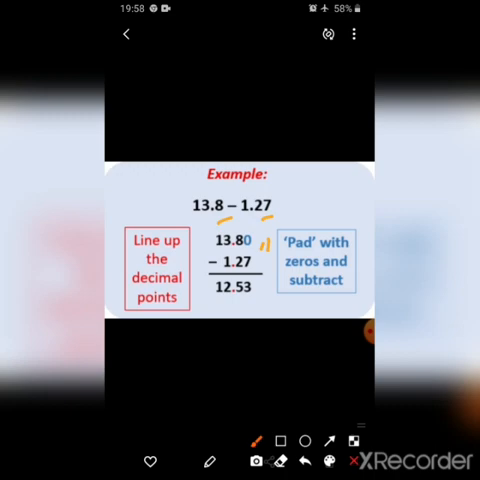Then 1.27. Is 0 minus 7 going? No. Borrow from this 8. So here will come 10. 10 minus 7, 3. 1 you borrowed here, so here remaining 7. 7 minus 2, 5. 3 minus 1, 2. And 1 minus 1, 1. So 12.53.